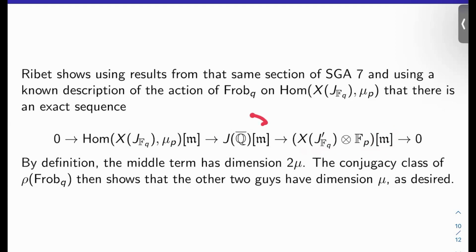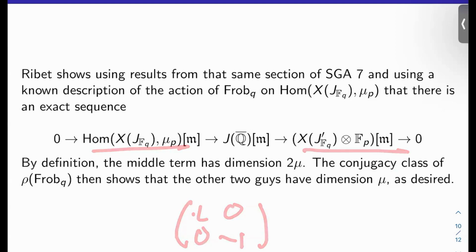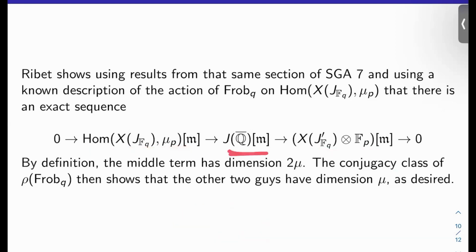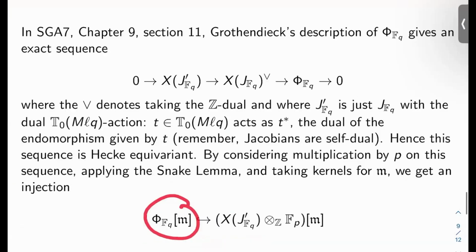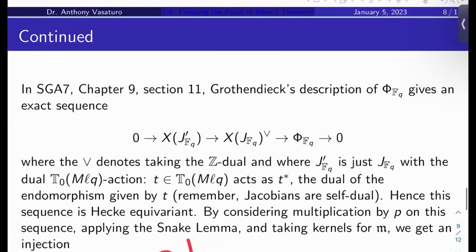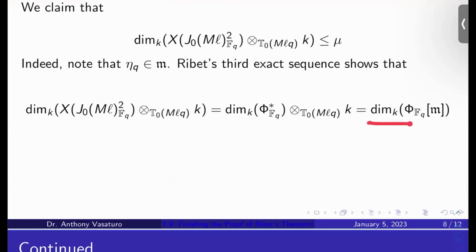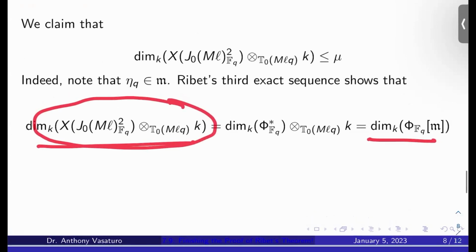Okay, look, by definition, we already know this guy has dimension 2 mu, right? So the conjugacy class of rho of Frob Q is in that conjugacy class of, what was it, 1, 0, 0, -1, right? So these guys have to have the same dimension, which has to be mu because this guy has dimension 2 mu. But look, if this guy has dimension mu, then this guy has dimension less than or equal to mu. If this guy has dimension less than or equal to mu, then by this string of equalities, this guy has dimension less than or equal to mu, but that's what I'm trying to prove.